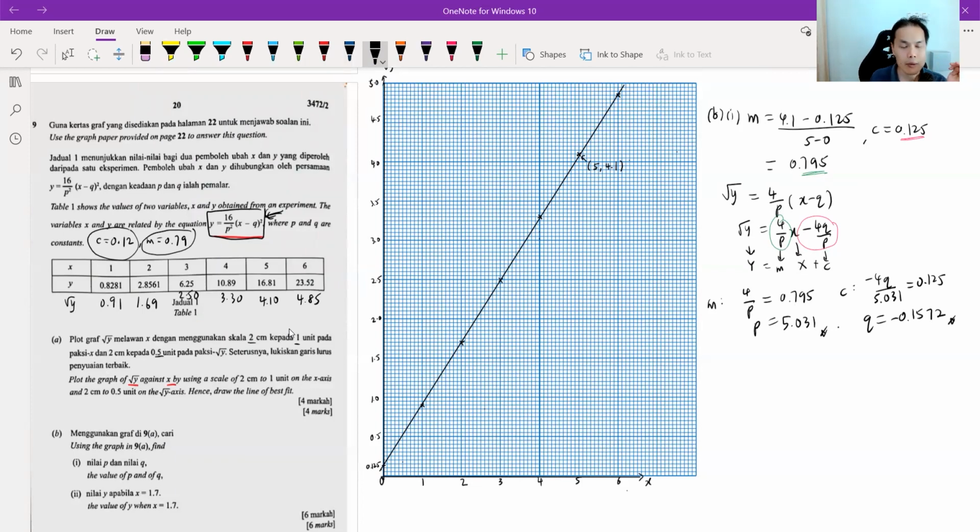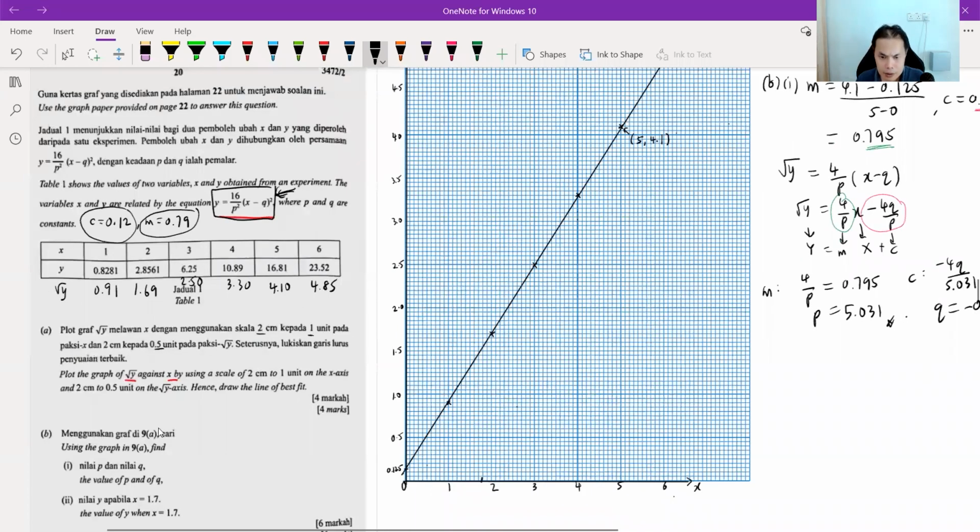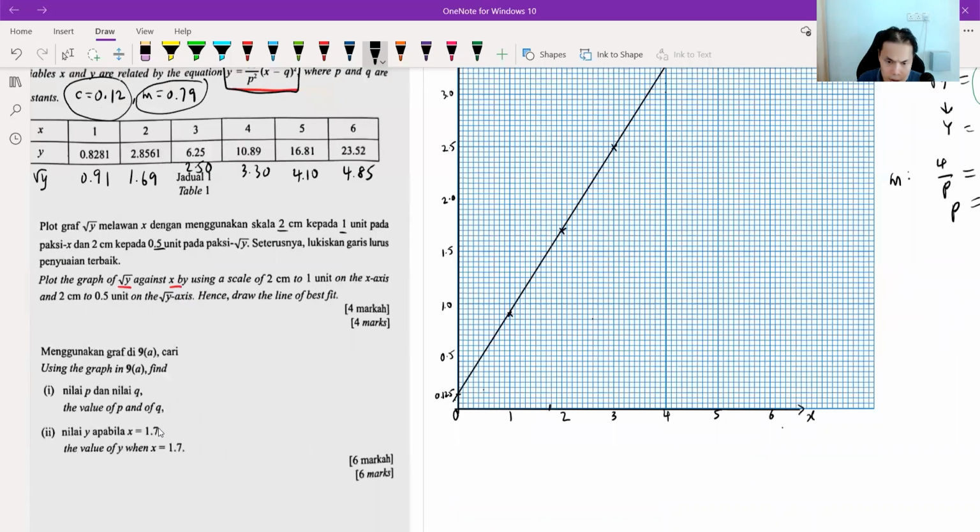Next, find the value of Y when X is 1.7. Okay, 1.7 is about here. Okay, let me zoom in a bit, hard to see. 1.7, a little bit more to the left here, 1.7, move it up. This is 1.7. I'm going to find my Y value. My Y value, it looks like in between, or no, 1.45. Okay, 1.4, I will take 1.45. 1.45. Okay, all right, this is my square root Y value.